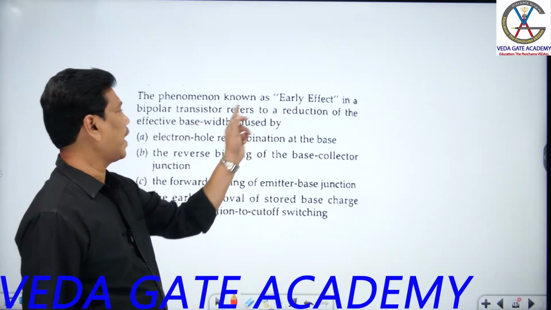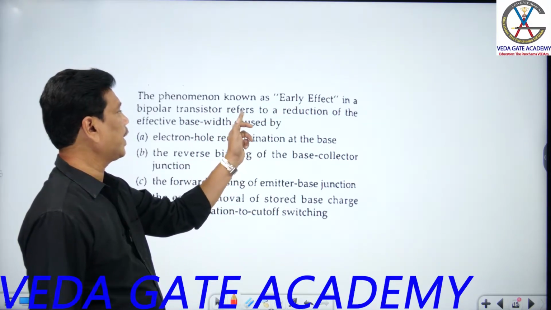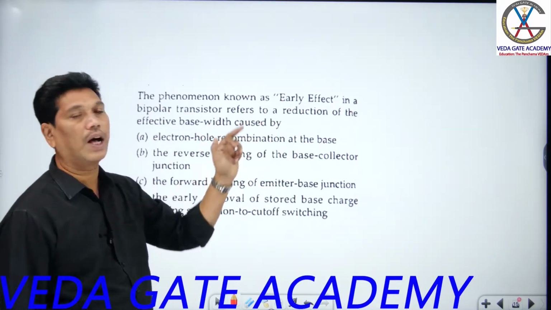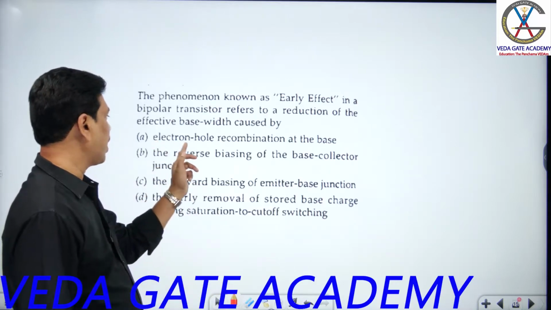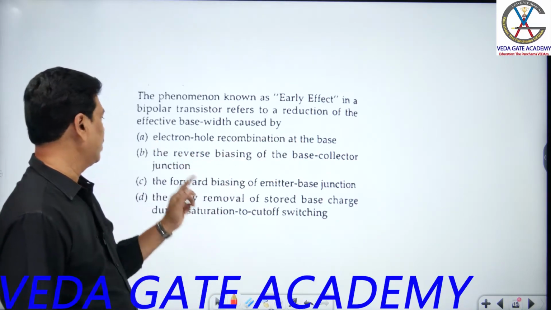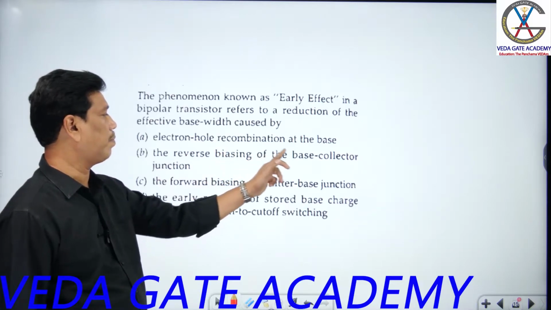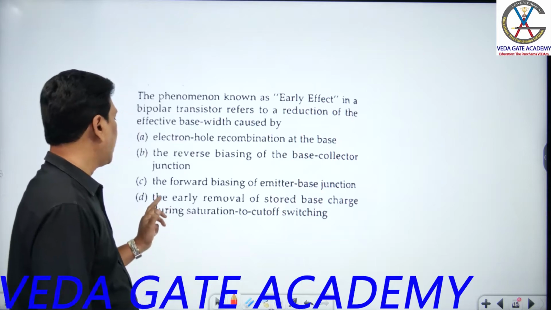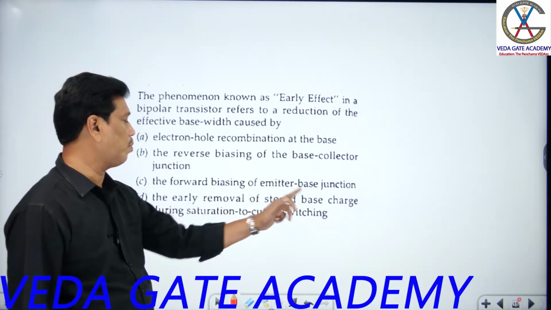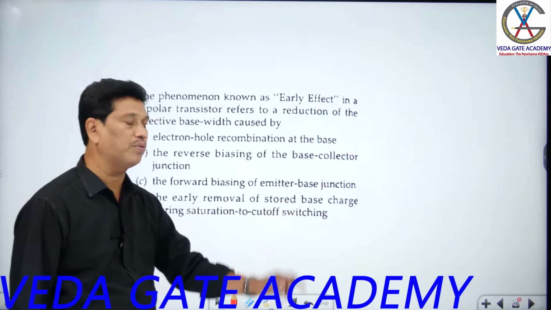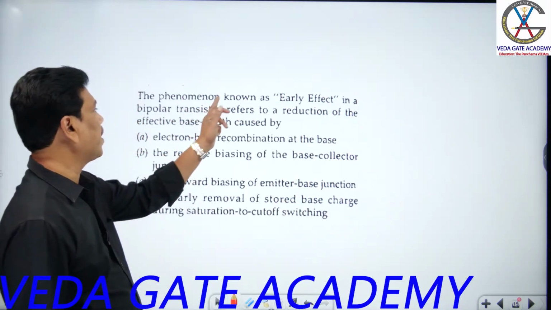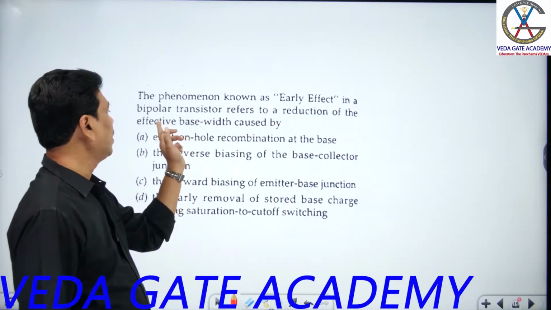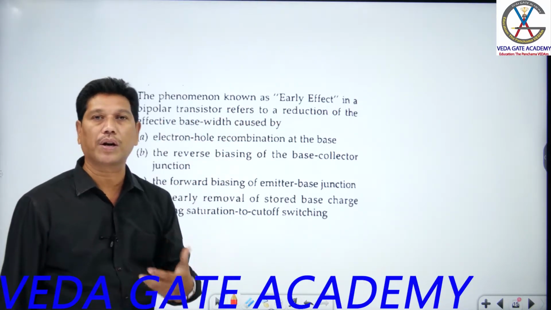The phenomenon known as early effect in a bipolar transistor refers to the reduction of the effective base width caused by: option A, electron hole recombination at the base; option B, the reverse biasing of the base to collector junction; option C, the forward biasing of emitter base junction; option D, the early removal of stored base charge during the saturation to cutoff switching. So now, students, the phenomenon known as early effect in a BJT refers to the reduction of the effective base width caused by what you already know.